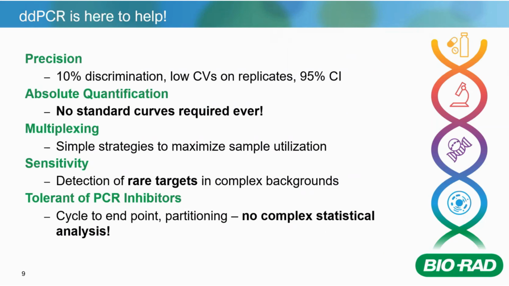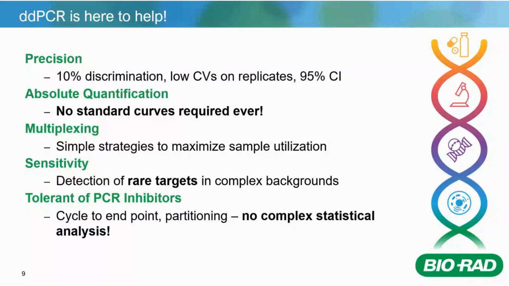So I made a lot of bold claims. What can I say about those claims? Well, the first thing is in ddPCR, yes, it is more precise than qPCR. There's a 10% discrimination, there are much lower CV values, and your confidence interval is high, just because of that partitioning, which we'll get into.